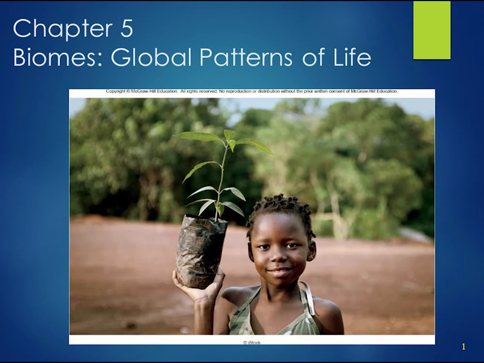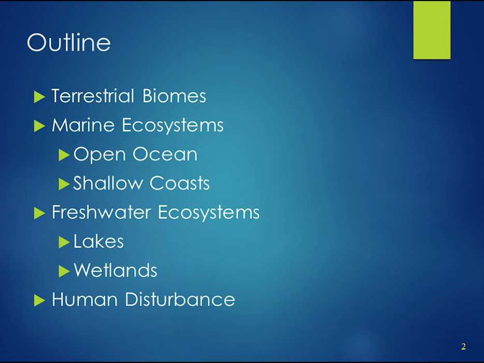Chapter 5: Biomes, Global Patterns of Life. As we mentioned earlier, biomes or ecosystems are broad areas of habitat with similar conditions. For terrestrial biomes, climate, precipitation, and temperature play an important role in determining which biome exists in any given area. Biomes are important because they determine the niches available for organisms to live.